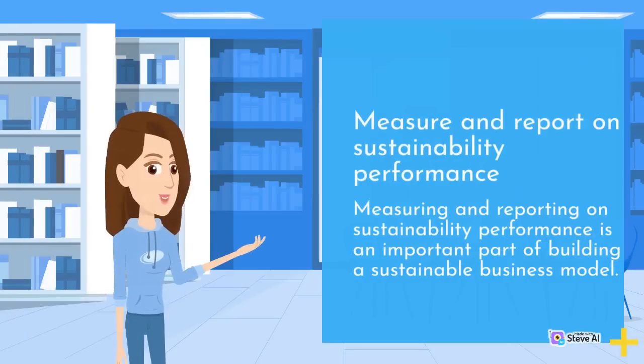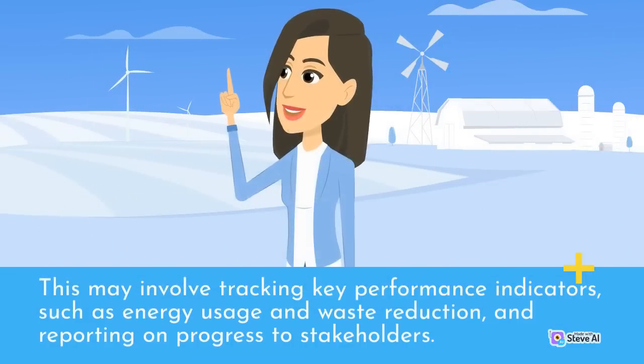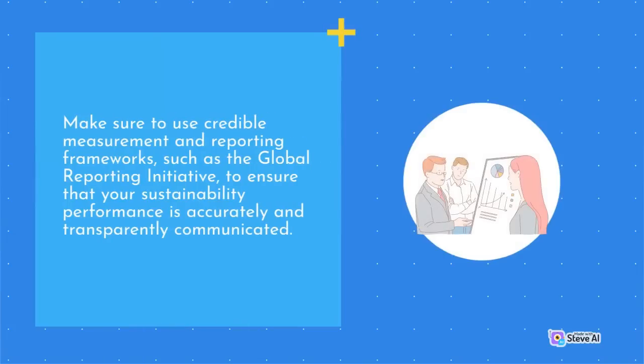Measure and report on sustainability performance. Measuring and reporting on sustainability performance is an important part of building a sustainable business model. This may involve tracking key performance indicators, such as energy usage and waste reduction, and reporting on progress to stakeholders. Make sure to use credible measurement and reporting frameworks, such as the Global Reporting Initiative, to ensure that your sustainability performance is accurately and transparently communicated.